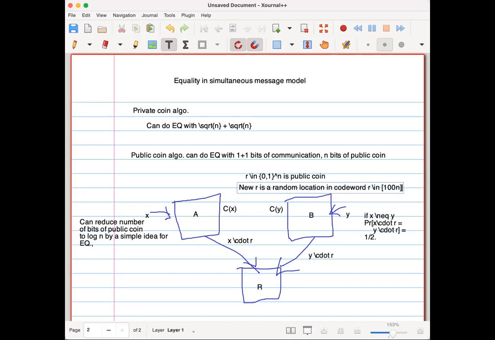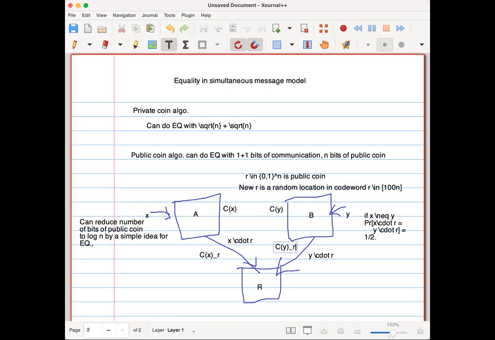So now what happens is Alice internally encodes X into CX, Bob internally encodes Y into CY. Then they look at the public coin R, which just prescribes a random location from 1 to 100. Alice will send just the rth bit of CX, and Bob will send just the rth bit of CY. So back to 1 bit.